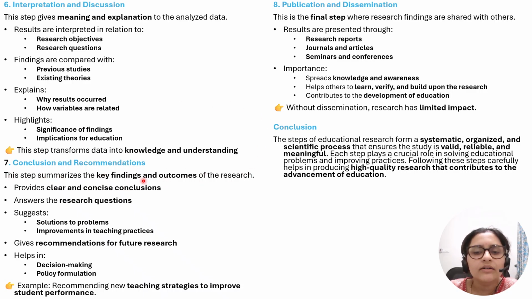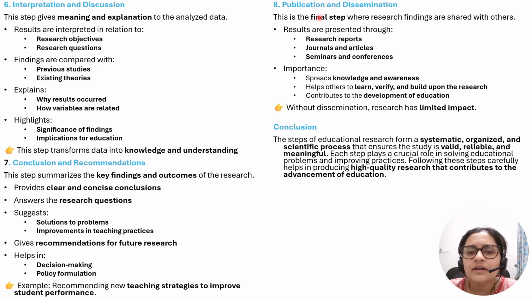Then the seventh point is conclusion and recommendation. It will summarize the key findings and outcome of the research. It is basically a summary. It provides clear and concise conclusions. If any questions are there, it will answer the research questions. And the scope for future research is also mentioned in this conclusion and recommendation section.